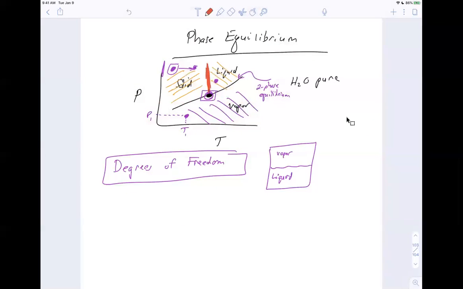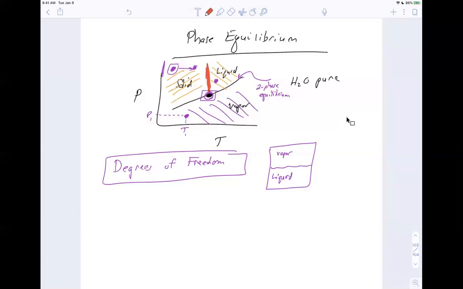Likewise, for the solid and vapor and the liquid and vapor lines that I'm not going to highlight just to keep things clear. So if we're moving along this red line, the solid liquid two-phase equilibrium line, you see here that you lose 1 degree of freedom. And by that, what I mean is, I no longer can specify pressure and temperature independently if I want to have two phases in equilibrium.